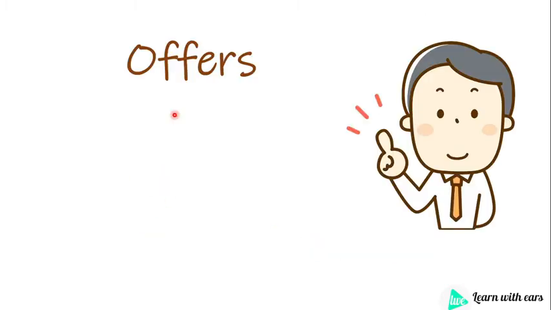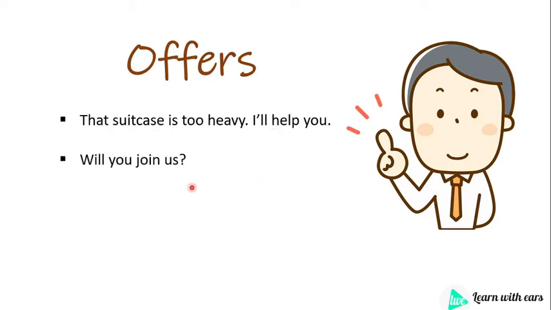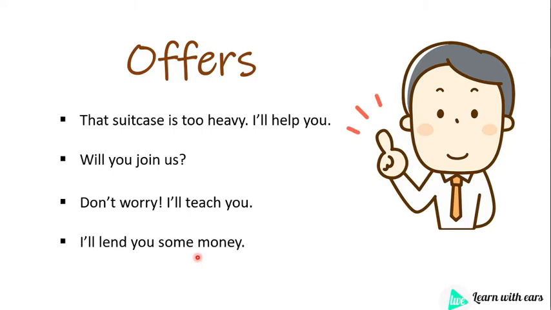Now next is offers. That suitcase is too heavy. I'll help you. Okay? So here, a person is offering help. Next sentence, will you join us? So a person is receiving an offer from someone to join a group or maybe a party. Next sentence is, don't worry, I'll teach you. So here a student might be receiving help from a teacher or from a relative, friends, family, from anyone. Okay, so he's receiving an offer. Next sentence is, I'll lend you some money. So here a person is offering money to someone.